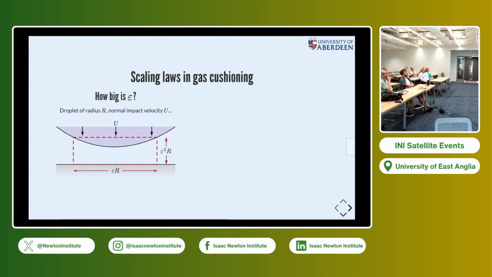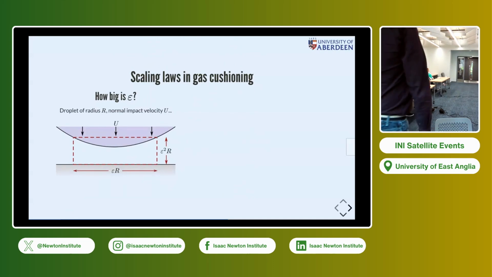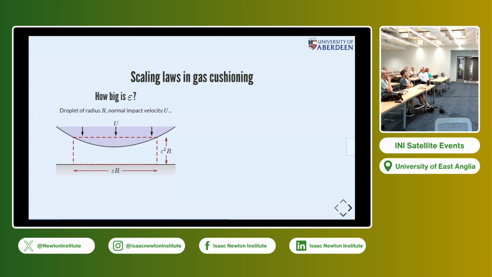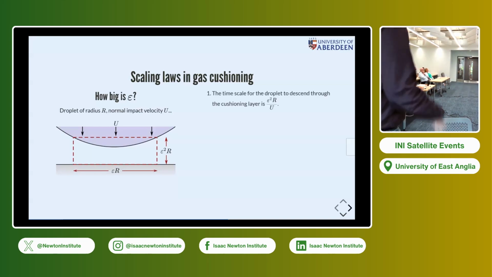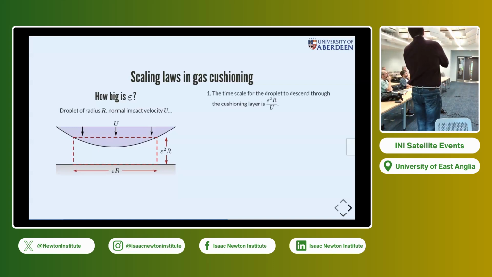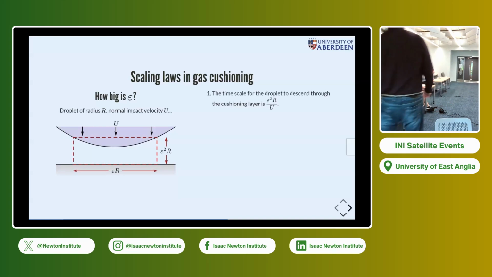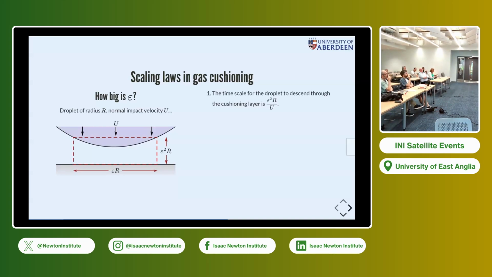Right. So how big is epsilon in this case? We have a droplet of radius r heading towards a wall with speed u, and we're imagining that at the time the interaction starts taking place, the separation between the wall and the droplet is epsilon squared r. That gives me a time scale. So how long does it take my droplet to cross a vertical height of epsilon squared r, with a velocity u? That's the time scale.